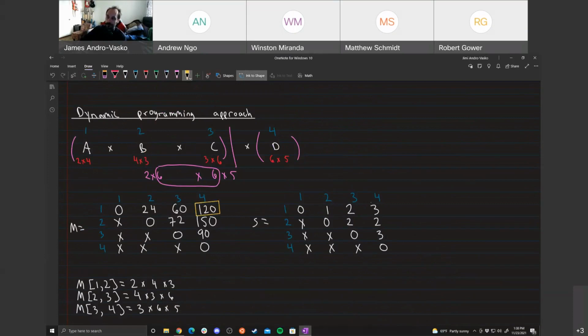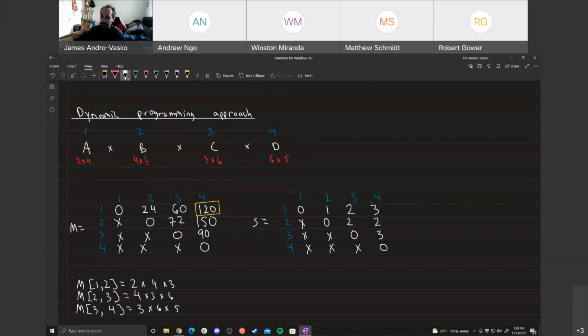That's our answer. I'll erase all of this stuff. So I guess this one's kind of not in the way. But that's our answer. So the best we can do, multiplying a times b times c times d, the fewest amount of multiplications we can do is 120.